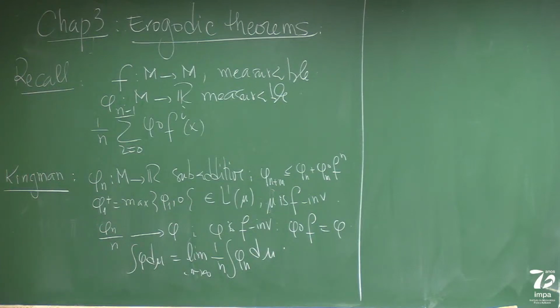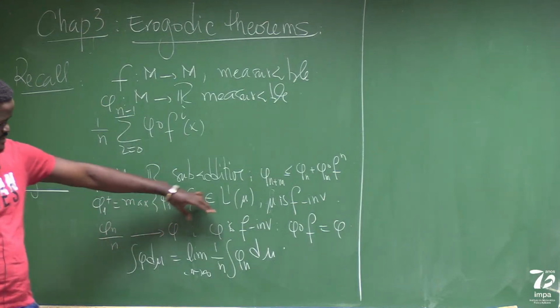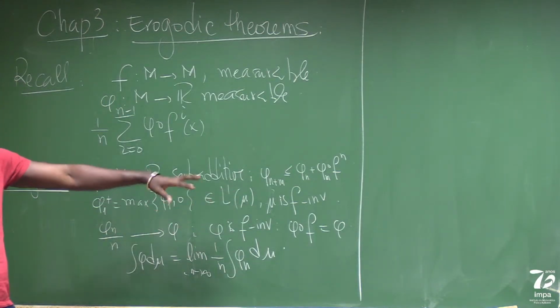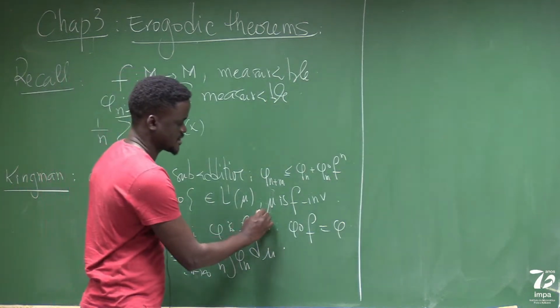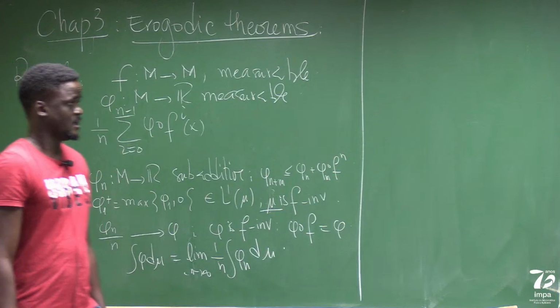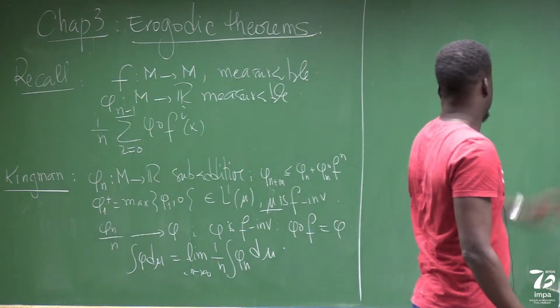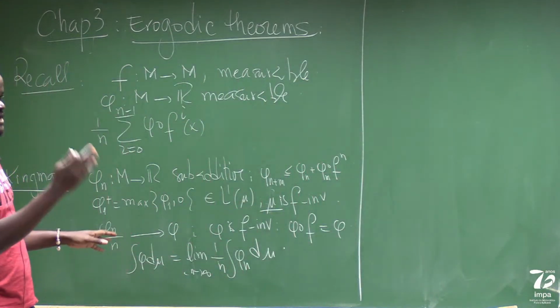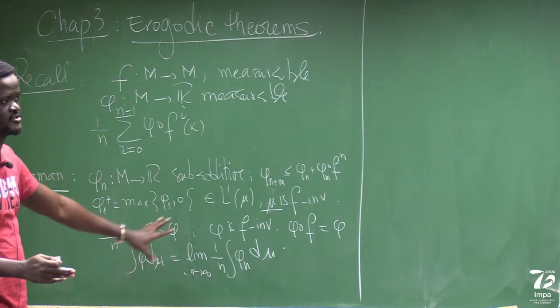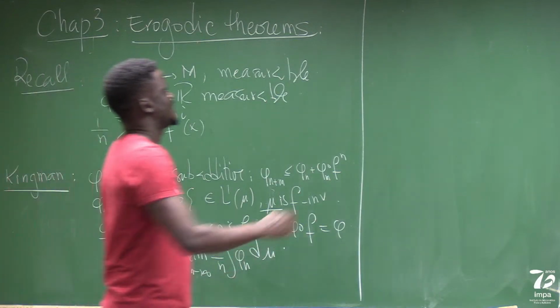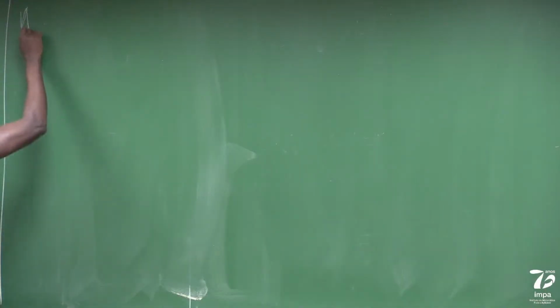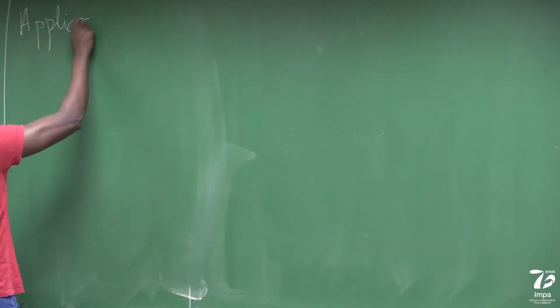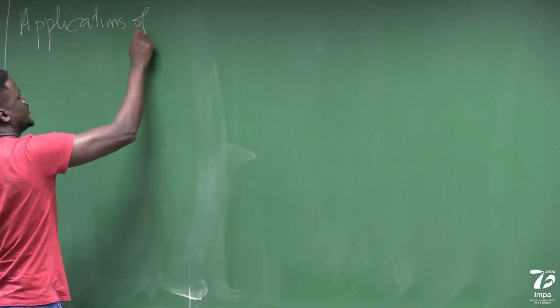So in the next chapter, probably next week, we will see that not only is it invariant, but it is constant almost everywhere. We will see that when we add some more structure to our measure, which is ergodicity. All right. Probably the second half of the lecture will be dedicated to proving this. And if you remember last time, we have seen applications of Kingman.